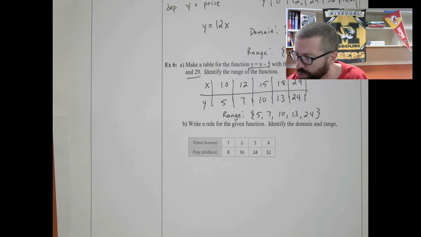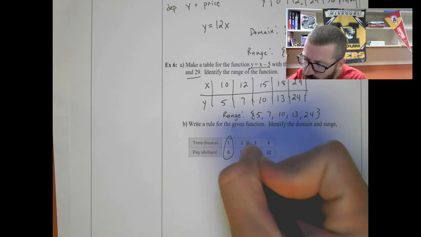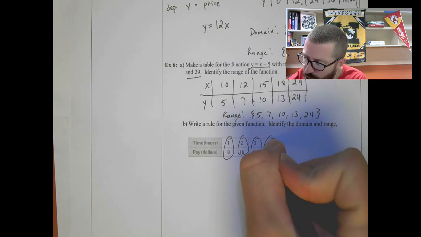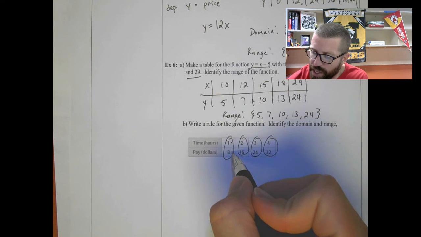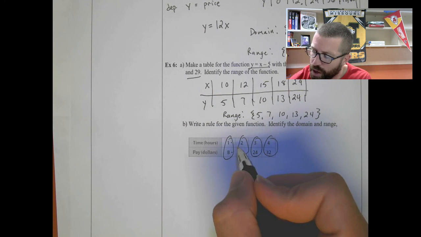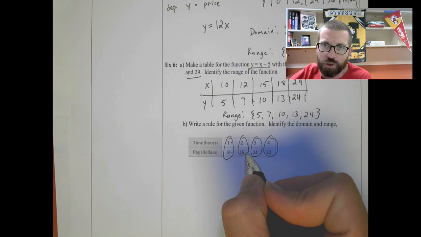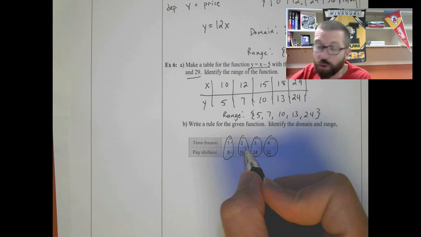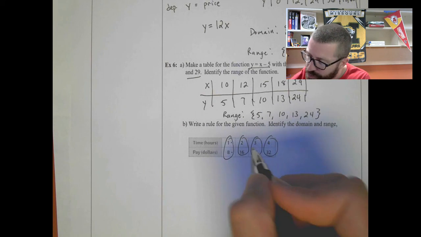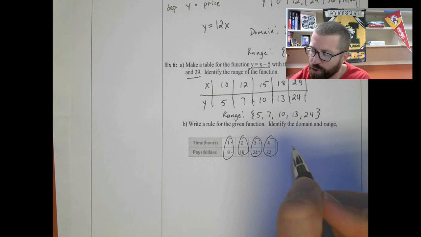Okay, B says write a rule for the given function, identify the domain and range. So now you're looking for a pattern, and we're just looking at each pair, each input and output. So how can I go from 1 to 8? Well, I could add 7, or I could multiply by 8. At 2 to 16, add 7 doesn't work, so I throw that out. So the only way to go 2 to 16 in this case is multiply by 8. And that holds through. 3 times 8 is 24. 4 times 8 is 32.